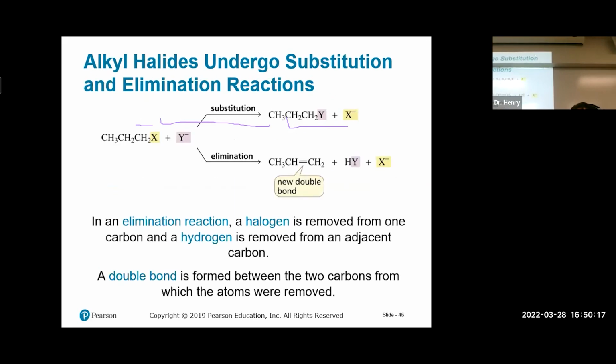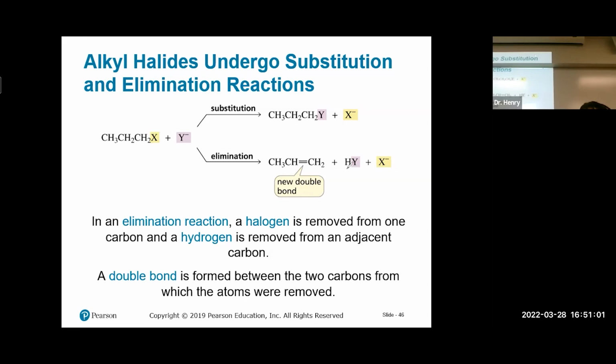Okay, so earlier, let me clear this off. Last week we talked about how we could go through substitutions. Those are SN reactions, where we're just substituting one nucleophile for another nucleophile, and we end up with just that substitution occurring. We can also get elimination. In an elimination, we end up with both nucleophiles detached from that hydrocarbon.